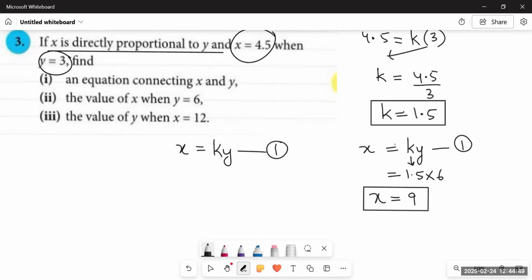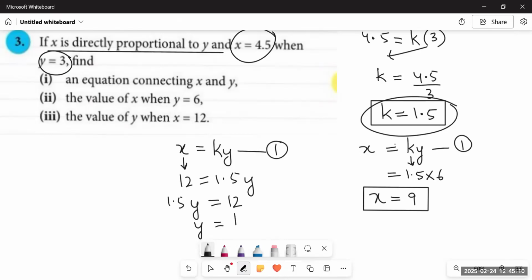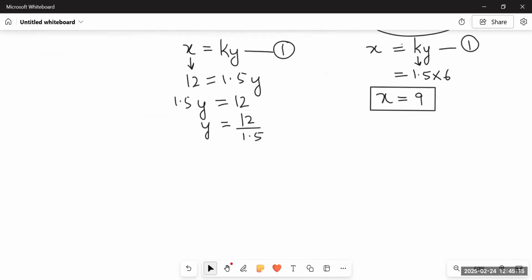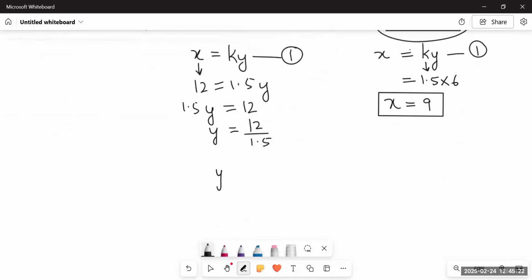Okay. But this time, since I'm provided with the value of X, I'll write 12 below X. Then the value of K would remain constant, that is 1.5. To find Y, I'll make Y the subject. It becomes 1.5Y is equal to 12. Then I'll remove 1.5 from here and it turns out to be 12 upon 1.5. When I divide 12 by 1.5, the answer is 8. It means the value of Y would be 8.